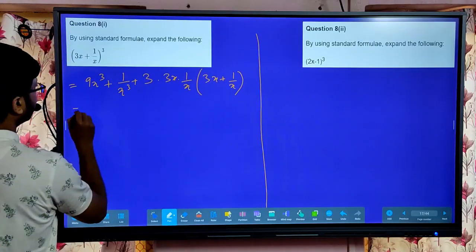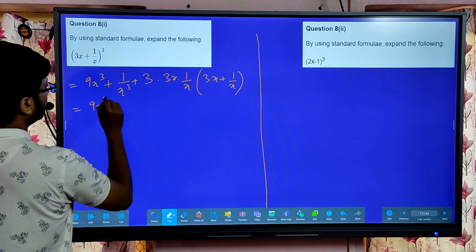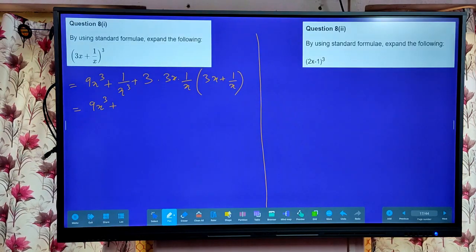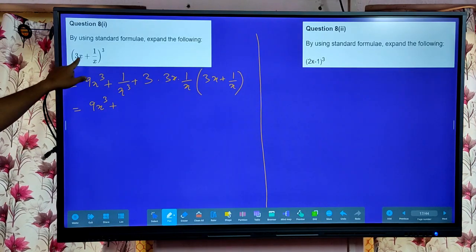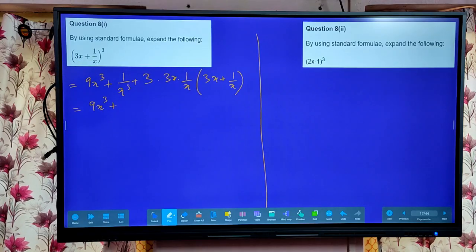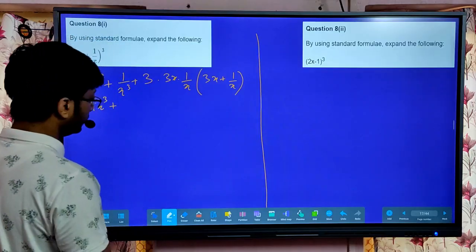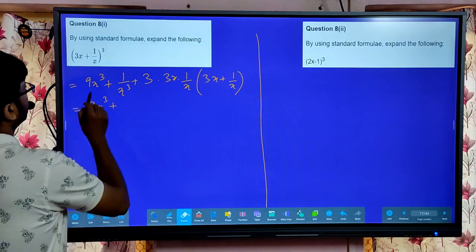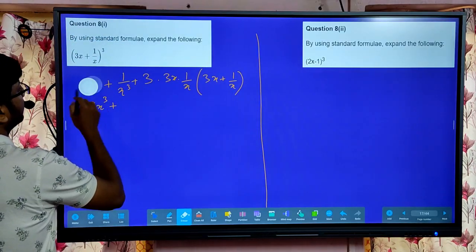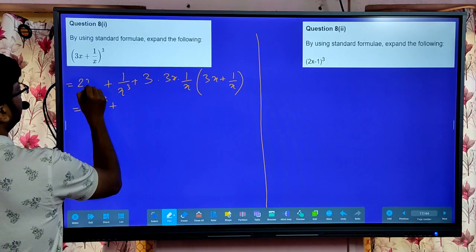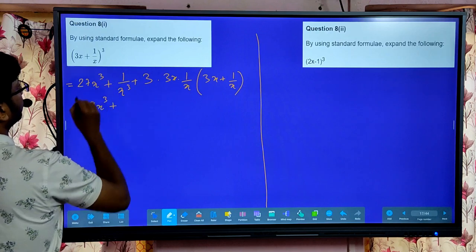So it will be 9x cube plus... there is something I have done wrong. 3x whole cube is not 9x cube. Please remember, 3x whole cube is 27x cube. So see how mistakes are made in exams. I have also made this mistake, so this will be 27x cube. Understood?